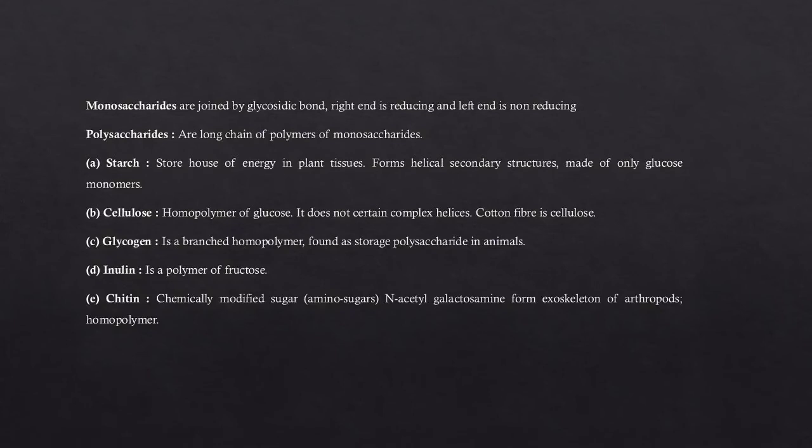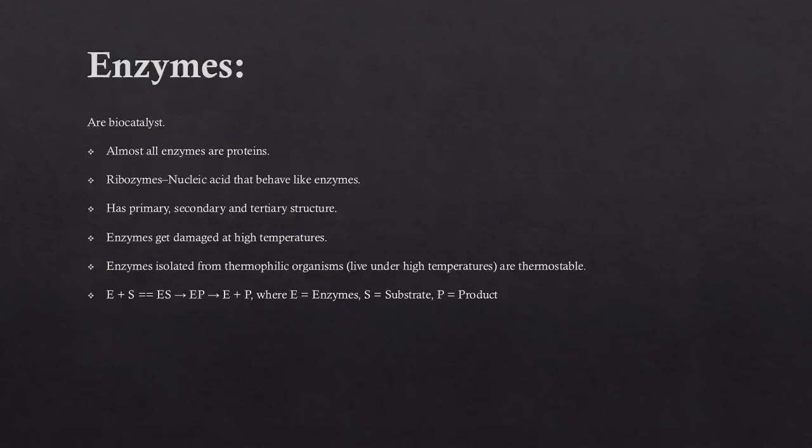Now here the first example is starch, which is a storehouse of energy in plant tissues. Second is cellulose, which is a homopolymer of glucose. Third is glycogen, a branched homopolymer found as a storage polysaccharide in animals. Next is inulin, which is a polymer of fructose. Next is chitin. It is chemically modified sugar, amino sugars, N-acetyl galactosamine, forming the exoskeleton of arthropods, and a homopolymer.